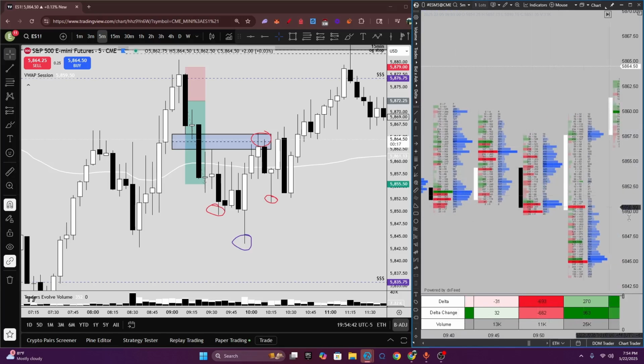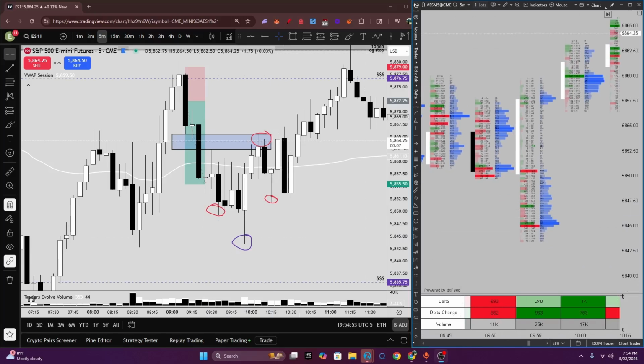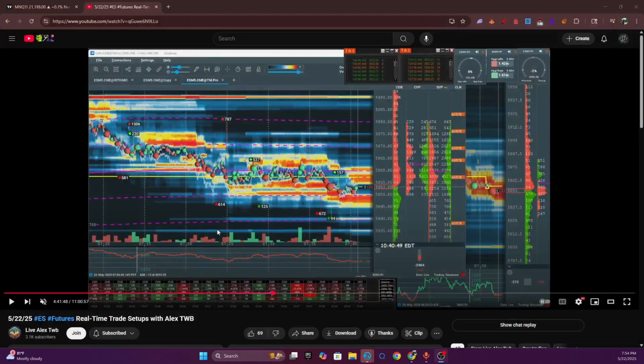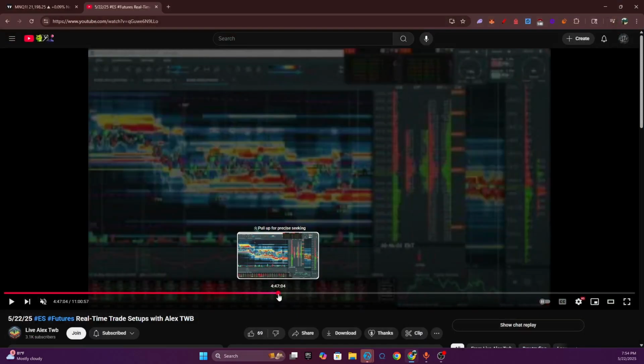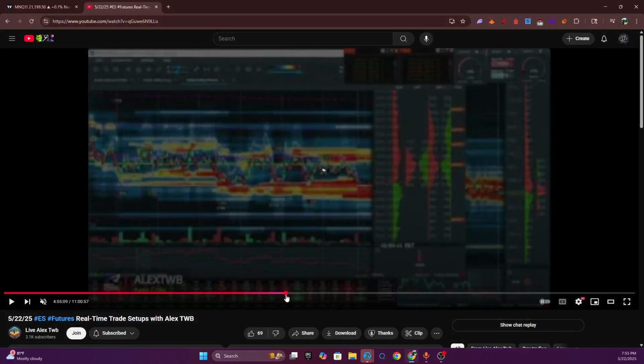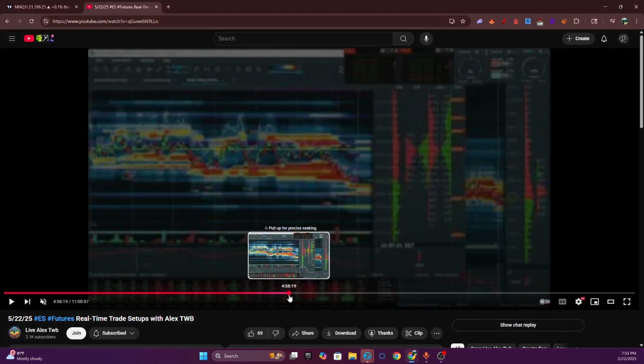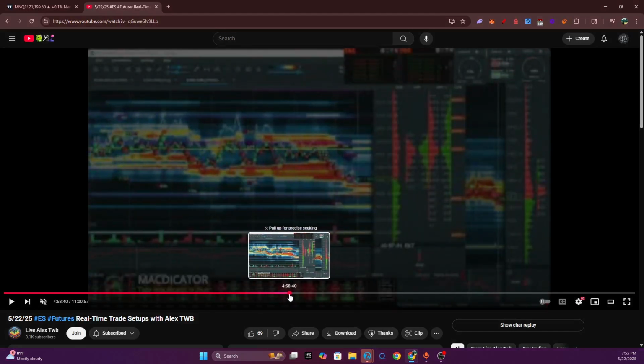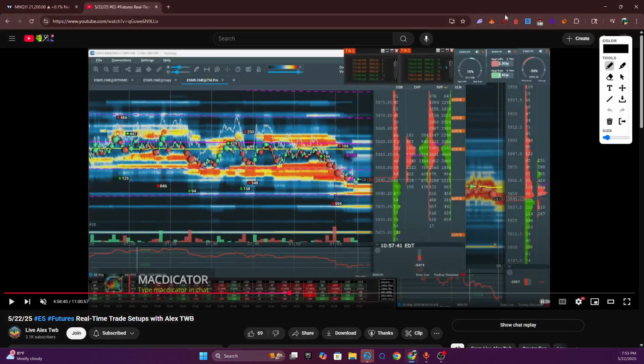Now moving forward, let's go ahead and analyze this level. And this level is marked purple because I did see a potential trade entry at that area. So let's get into that. Around 9:55. Yeah, so take a look at what's happening here.